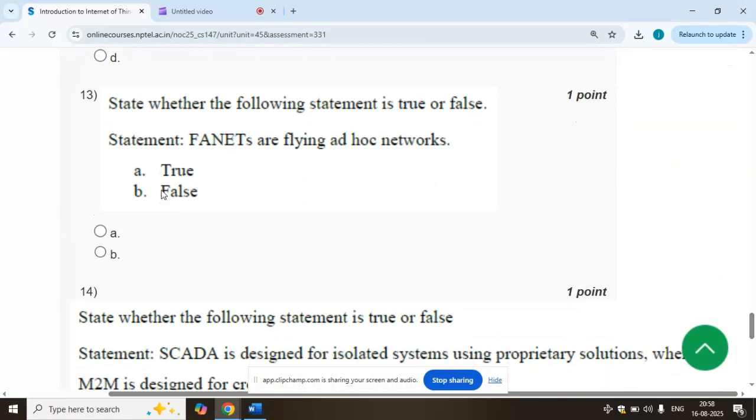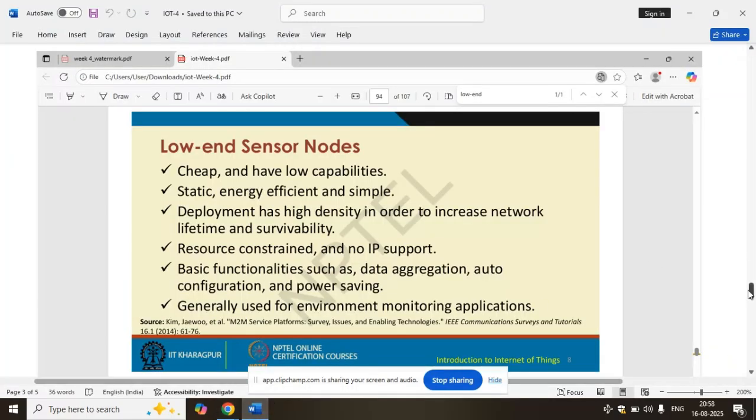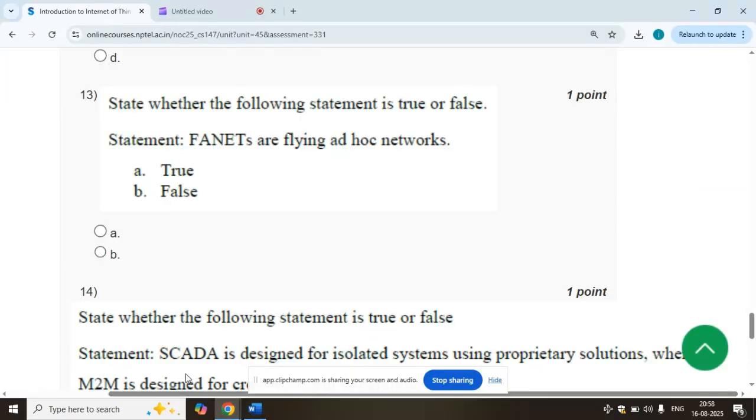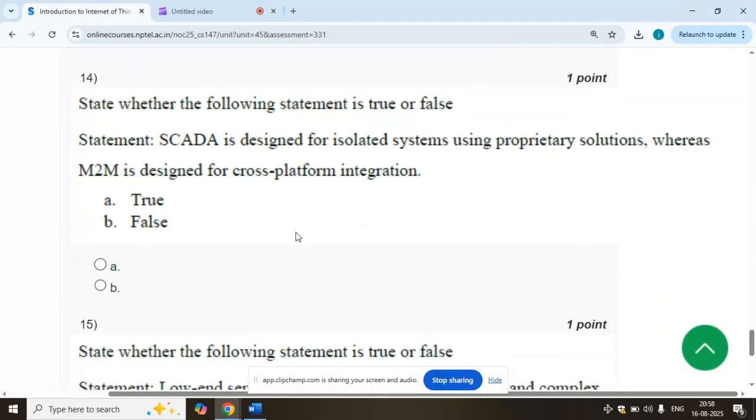13th, FANET are flying ad hoc networks. True or false? We'll see about FANETs. So, what is a FANET? So, FANET is a flying ad hoc networks. It's true. So, option A, true. And 14th one, you can see SCADA is designed.